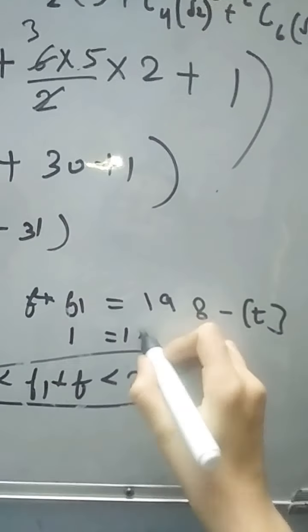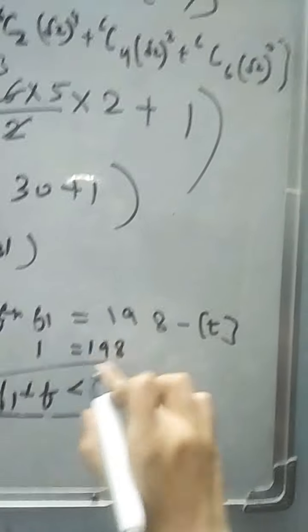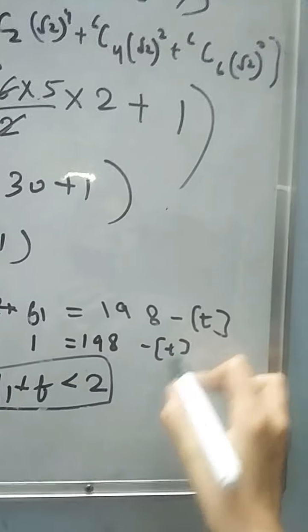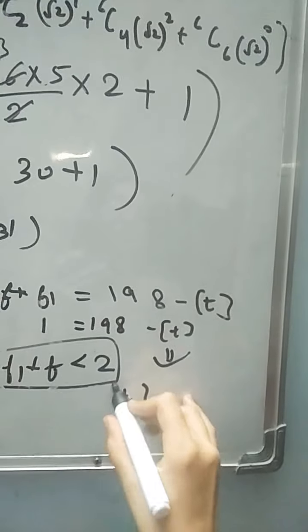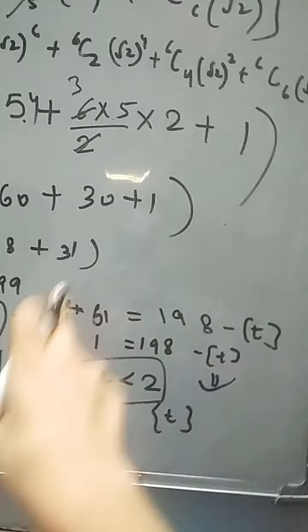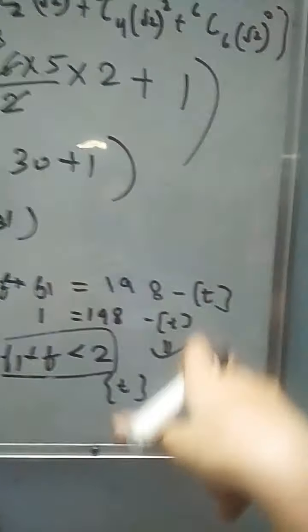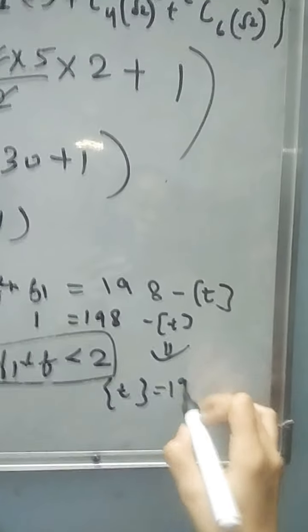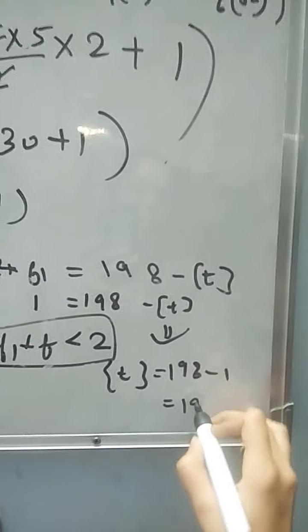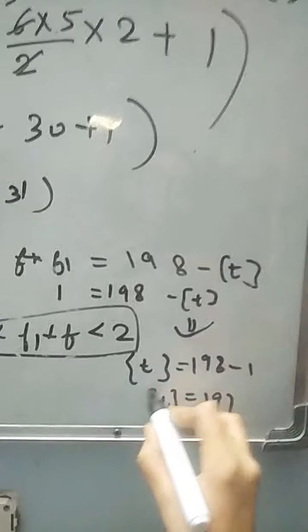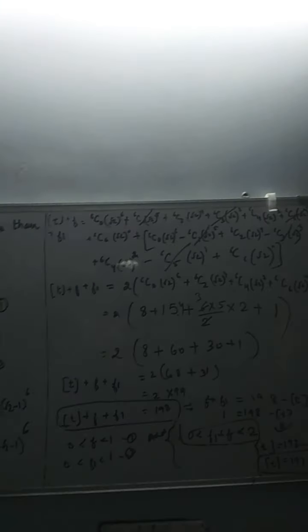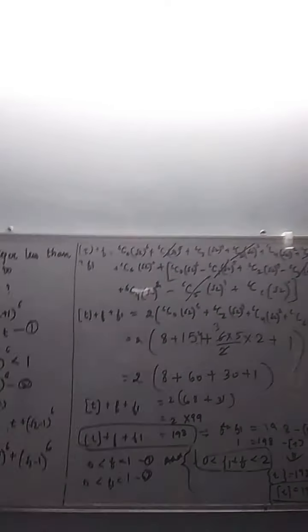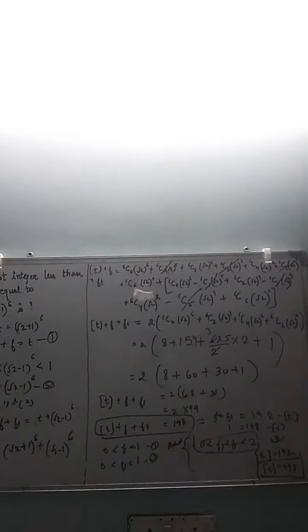So 1 is equal to 198 minus t, and here we get our hero, which is the greatest integer function t. By taking this to the right side, we will get 198 minus 1, which is 197, and bingo, our answer is here. This was very big, but we can do it in a few seconds as well via a shortcut method.